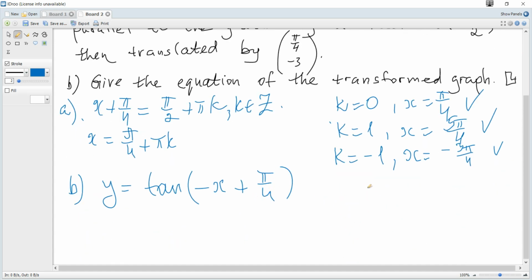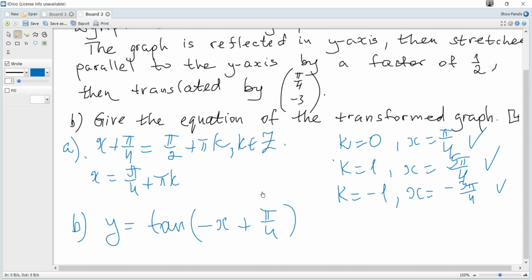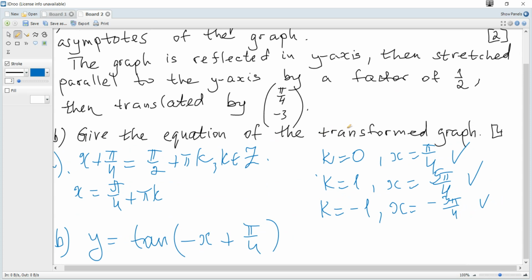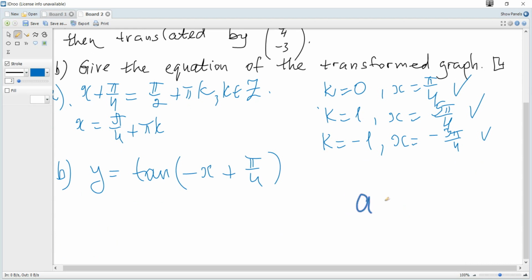Function of negative x means what? We should substitute negative x for every x in a given equation. The next transformation is what? Stretched parallel to the y-axis, and what does it mean? It means vertical stretch by a factor of a half, and a vertical stretch by some factor a is just a f of x. So here it's just a half f of x. So a half just arises in front.